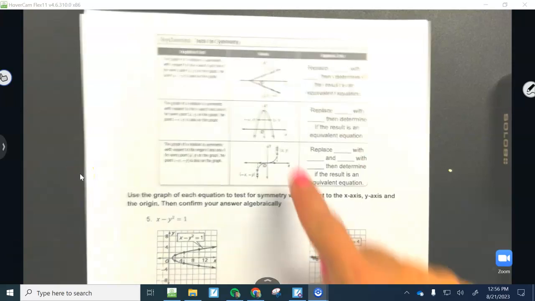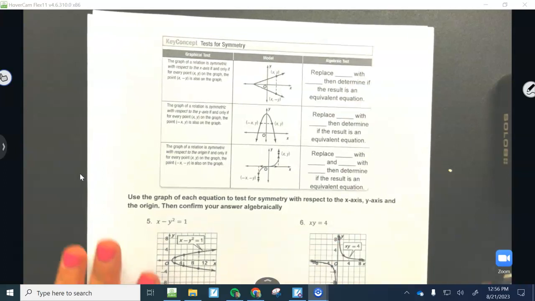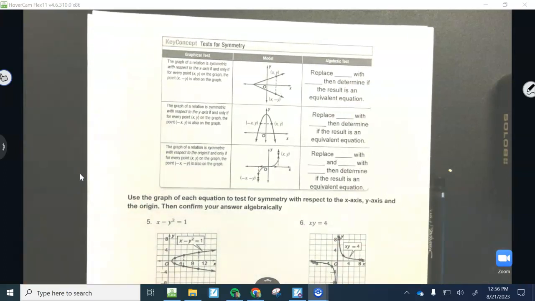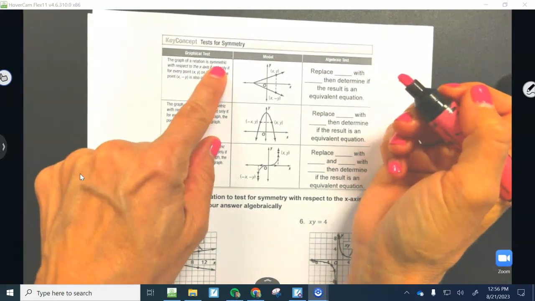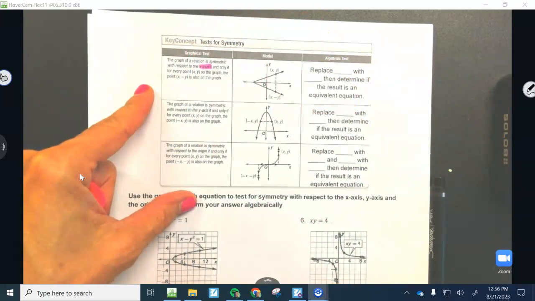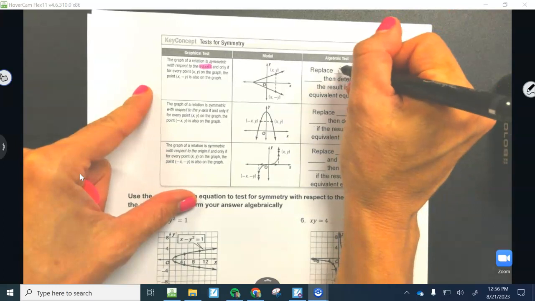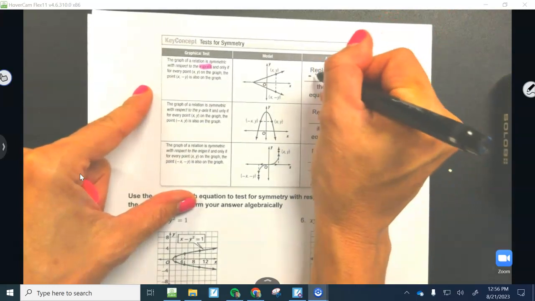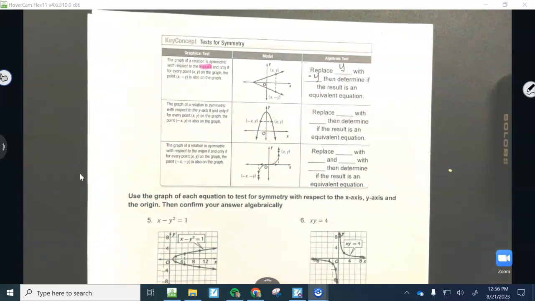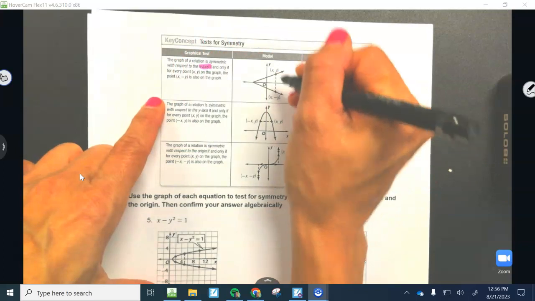Some graphs have symmetry on a coordinate grid. All right, so for this first one, guys, the graph of a relation is symmetric with respect to the x-axis if and only if you replace y with negative y and you get the same input. So this is symmetric to the x-axis.